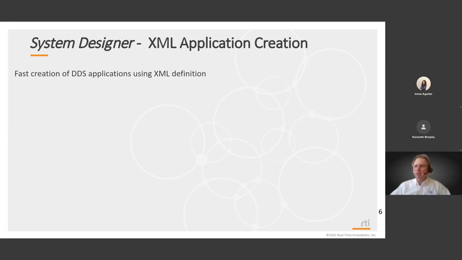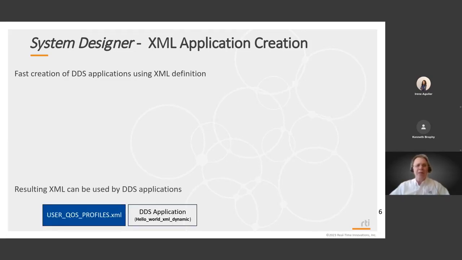XML app creation. Now, this is an interesting feature that is offered by RTI. It allows you to define a DDS application in an XML file. The XML file is labeled user QoS profiles because that QoS profile will be pulled into the application once the application gets started. We provide you with a sample application that you can use for this purpose. It's called Hello World XML Dynamic. It gets compiled and linked pretty much the same way as you would do any application. The difference here is that you're using an XML file that will define the entire system.